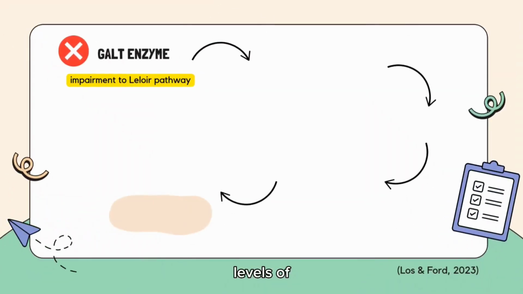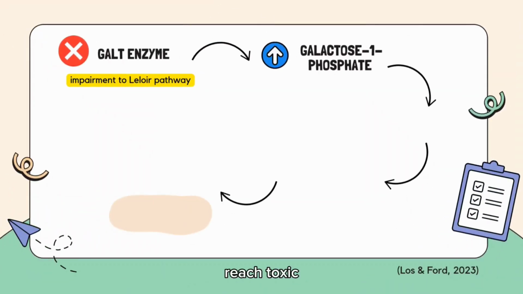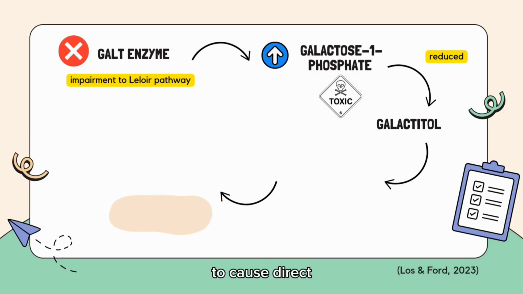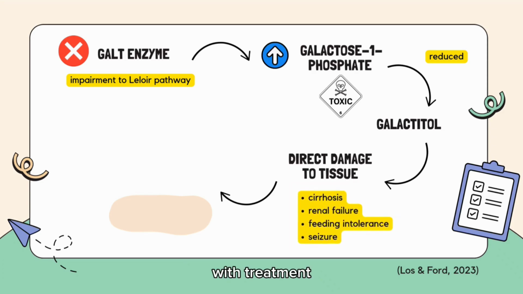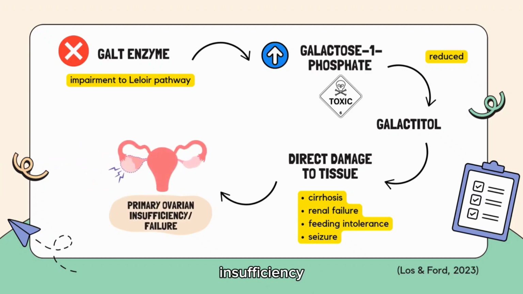Ultimately, levels of galactose 1-phosphate reach toxic levels, and galactose may be alternatively reduced to its sugar alcohol form, which is galactitol. Galactitol is thought to cause direct damage to tissues, leading to many adverse effects. Even with treatment at young age, effects such as primary ovarian insufficiency or failure may occur in most girls.